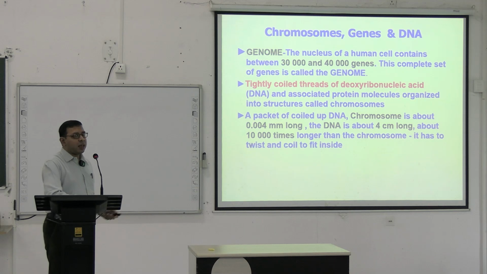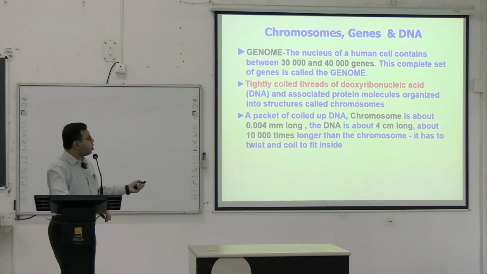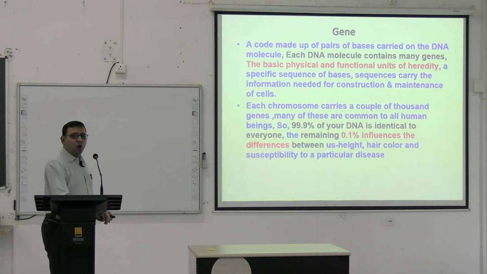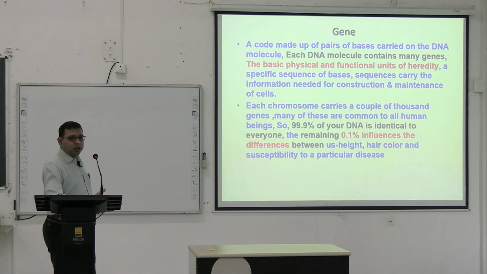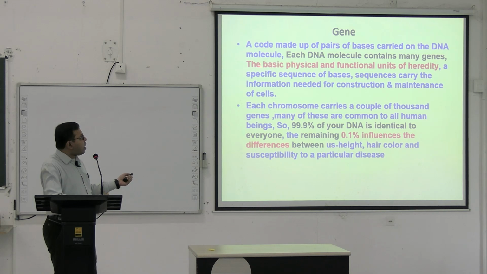Chromosomes, genes and DNA, we are not going into the details, you have already read this in the first year. The nucleus of the human genome has approximately 30,000 to 40,000 genes, with tightly coiled DNA packed in. Gene, you know about the gene, is very important. This is basically a code. Genes contain the genetic code made up of pairs of bases carried on the DNA molecule, and each chromosome carries a couple of thousand genes.